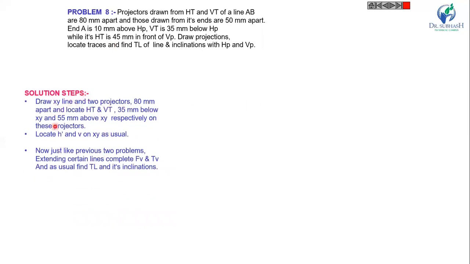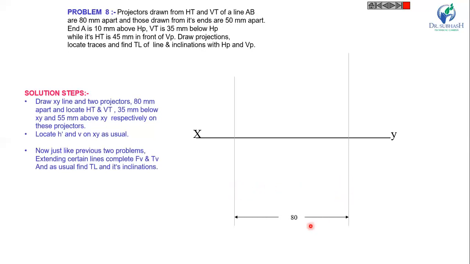So we have to follow these 3 steps. First of all, draw the XY line and draw projectors. So this distance is 80 mm. Now mark the points here, HT and H dash. The distance is given as 45 mm. HT is 45 mm in front of VP, so it is below the XY line, and VT is 35 mm below HP.